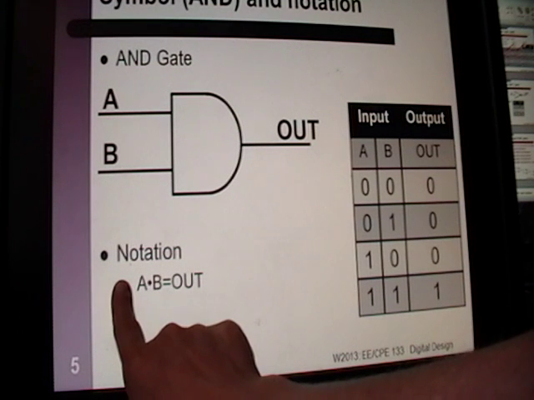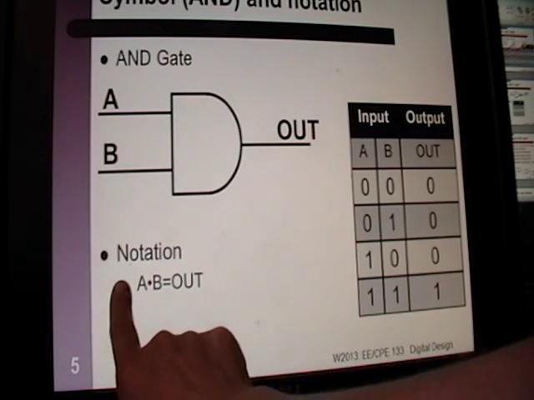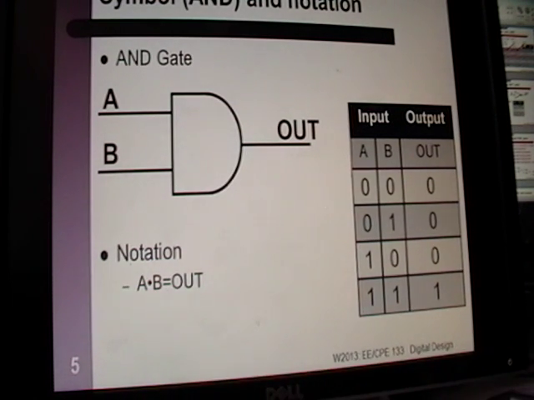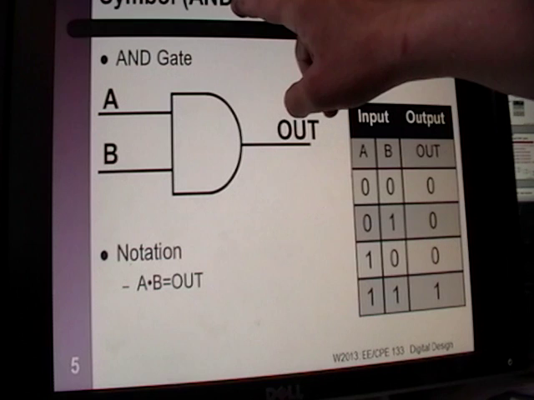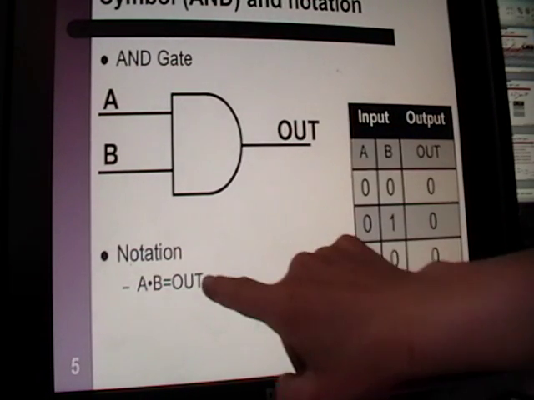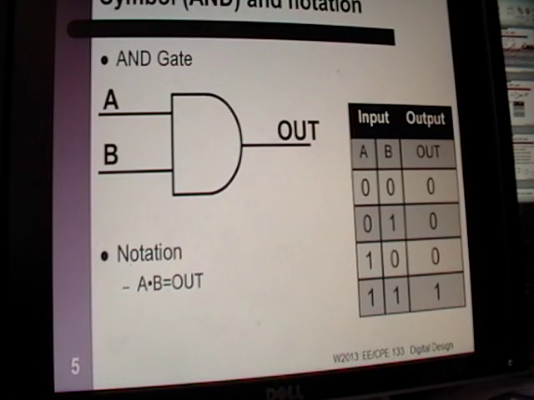And if you think about this in mathematical form, if either A or B is 0, then out is going to be 0. So AND looks a lot like multiplication mathematically. That's why the multiplication sign is used for that out. So that's not a minus sign right there. Okay, so 4 things to remember for this: name, symbol, truth table, and mathematical notation.